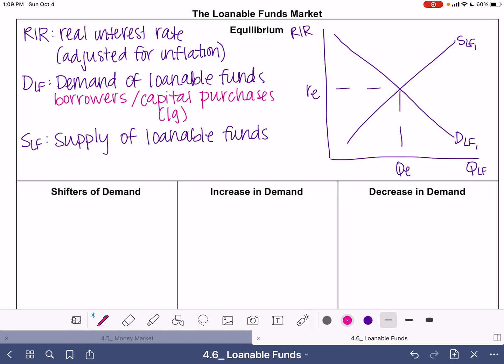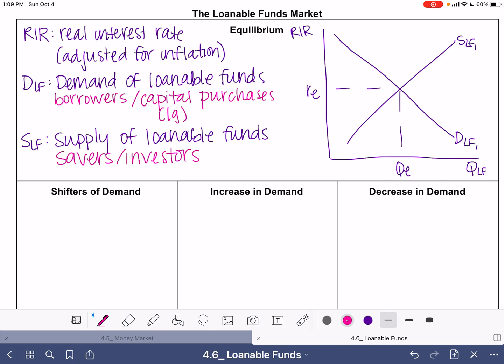Whenever we need a loan for expanding our business production, so machinery, equipment, real estate, inventory, things like that. The supply of loanable funds comes from savers, comes from investors. Savers is like you and I. Whenever we put money in our savings account or in our checking account, we are creating a supply of loanable funds. That money is there to be loaned out.